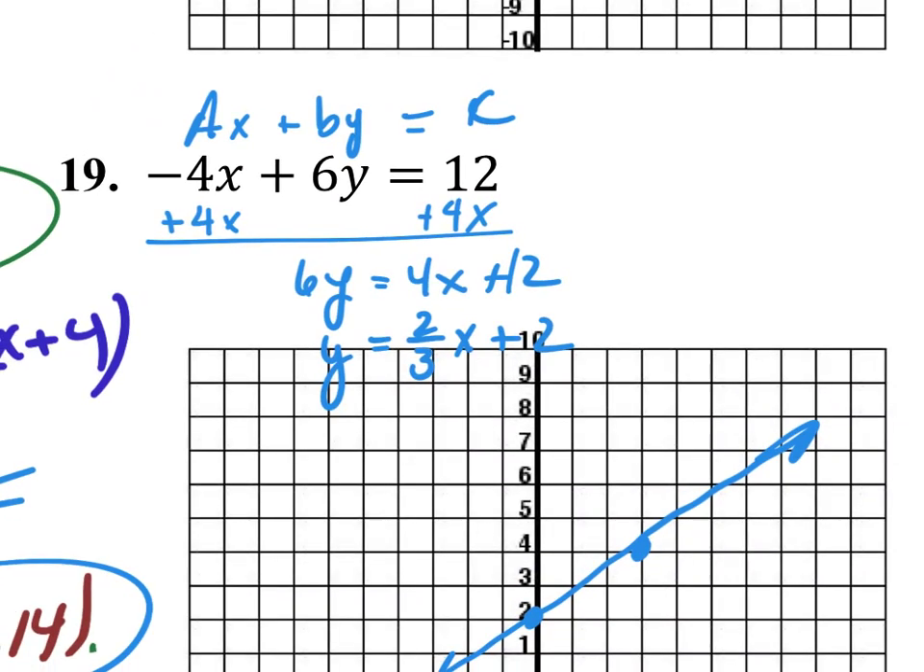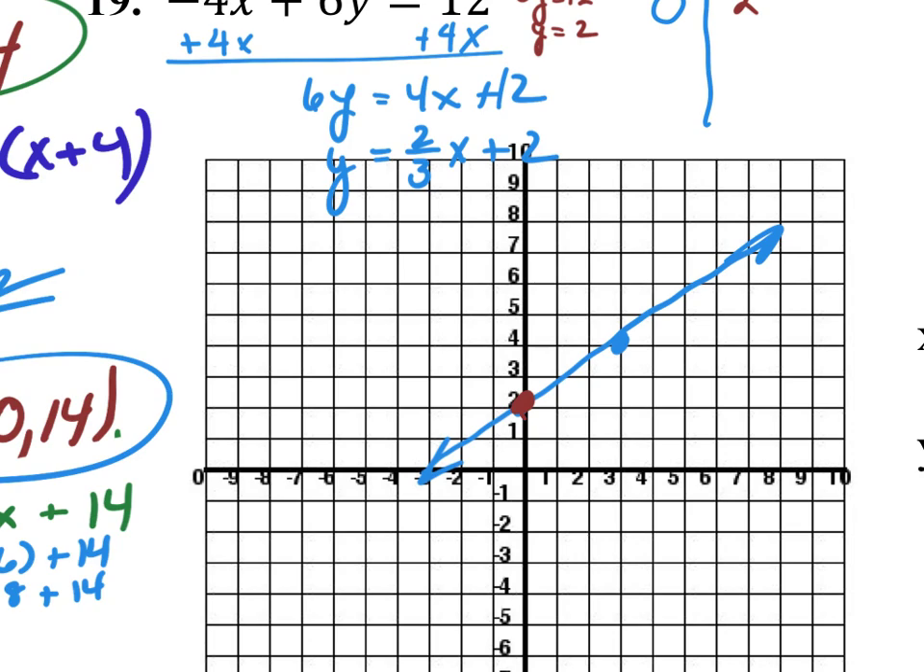Because this is in standard form, though, they did want you to attack it this way. I said, well, let's just find our x and y intercepts. We'll let x equal 0, which makes this whole thing right here disappear. -4 times 0, and it just leaves you with 6y equals 12, or y equals 2. So when x is 0, y is 2, and that's this point that we found down here.